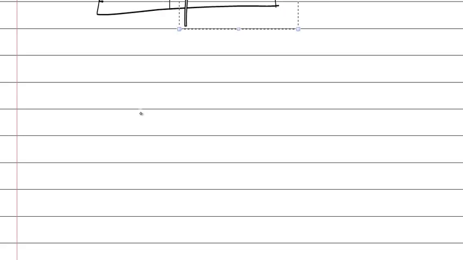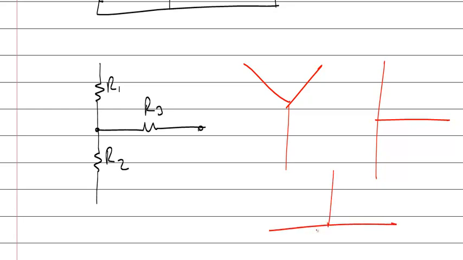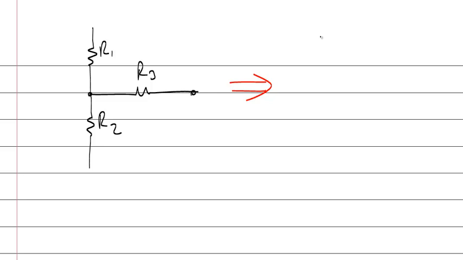If you have a shape of Y, that's the shape of Y. This is a shape of Y. I mean, three resistors are connected at one point. Okay, you can convert this shape into another form.